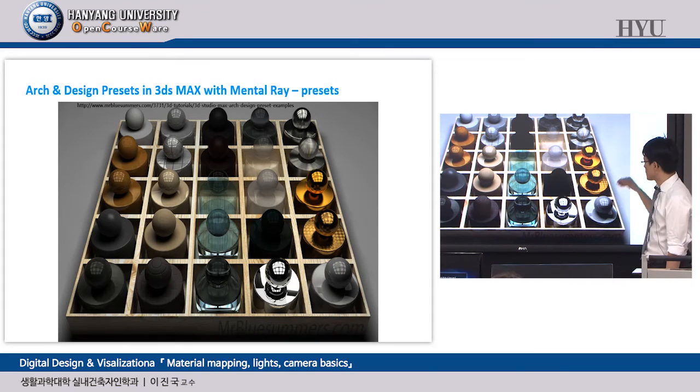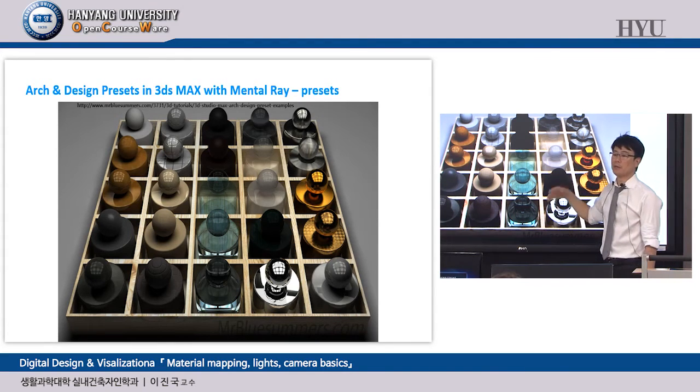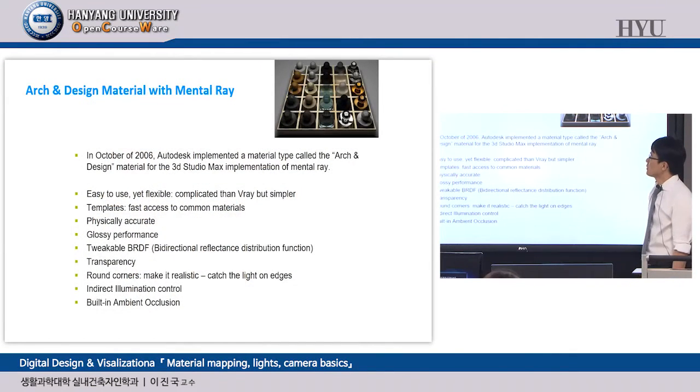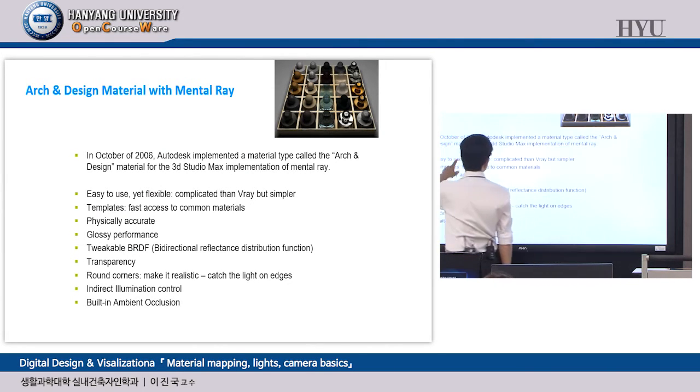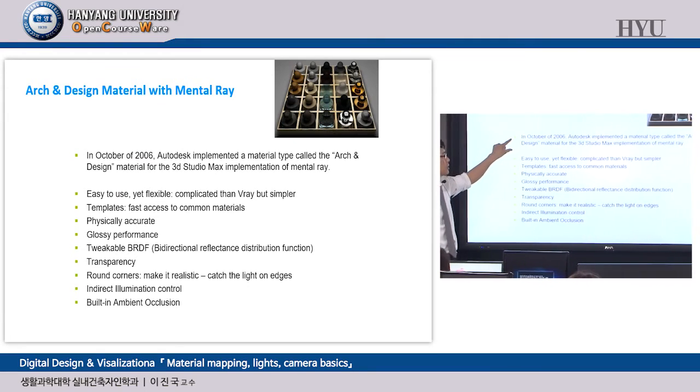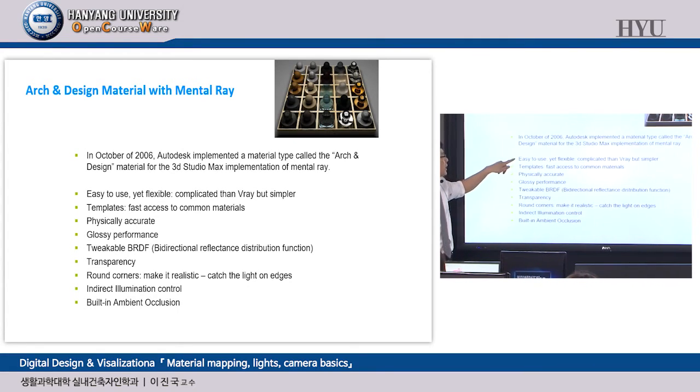What you need to do is assign different material, and you can get this kind of high quality, photorealistic render without any additional control, setup, and so on. So Arc and Design material with mental ray has been implemented and embedded into 3ds Max as a default material. Easy to use, very flexible, even it also provides you very complicated expert control.